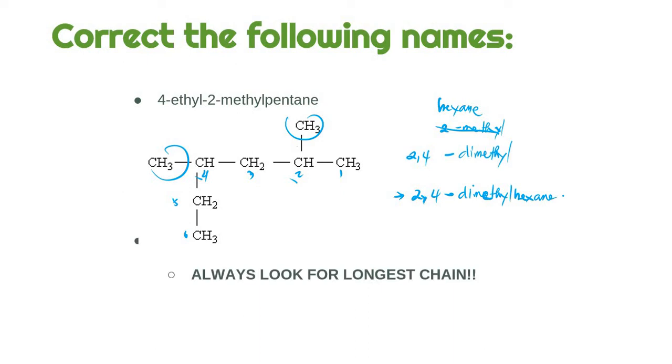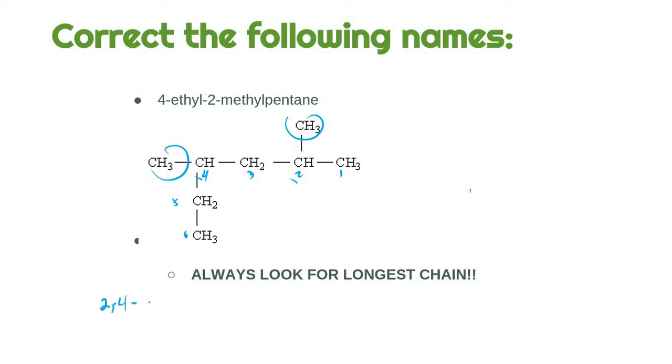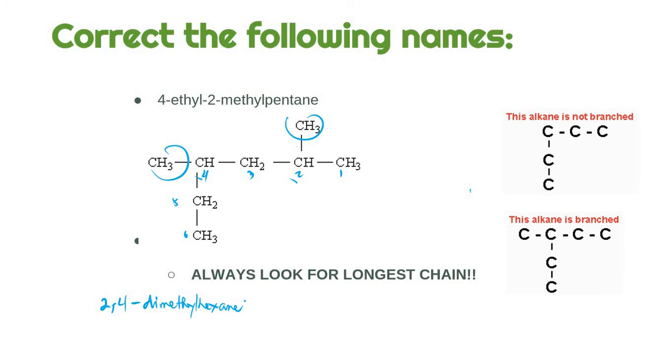Methylhexane. Let's erase this first. Okay, always look for the longest chain. So what's the name again? 2,4-dimethylhexane. Okay, this kind of alkane, this is not branched, but this is still straight. But this time, this is a branch and this is the branch.